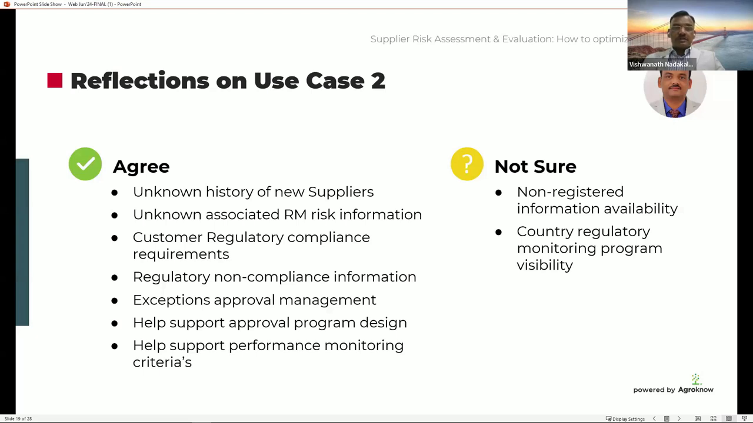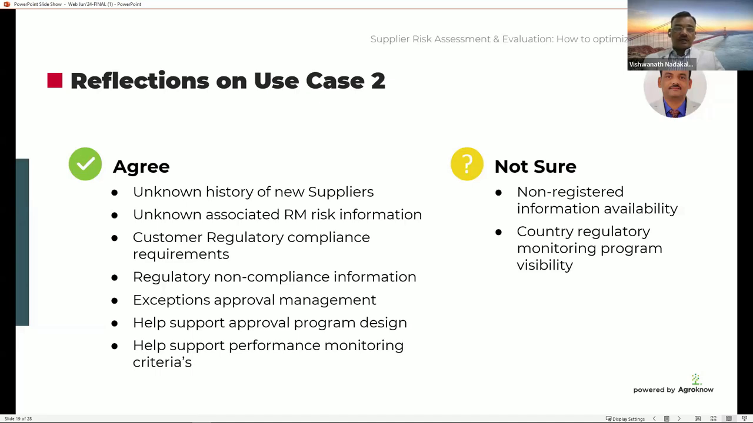What kind of questions you need to ask the supplier, or what supplier approval mechanism you need to decide, it will help you on that. And further, importantly, as we know, in the present, when we are manufacturing the product, it doesn't mean that it is consumed in the same country.